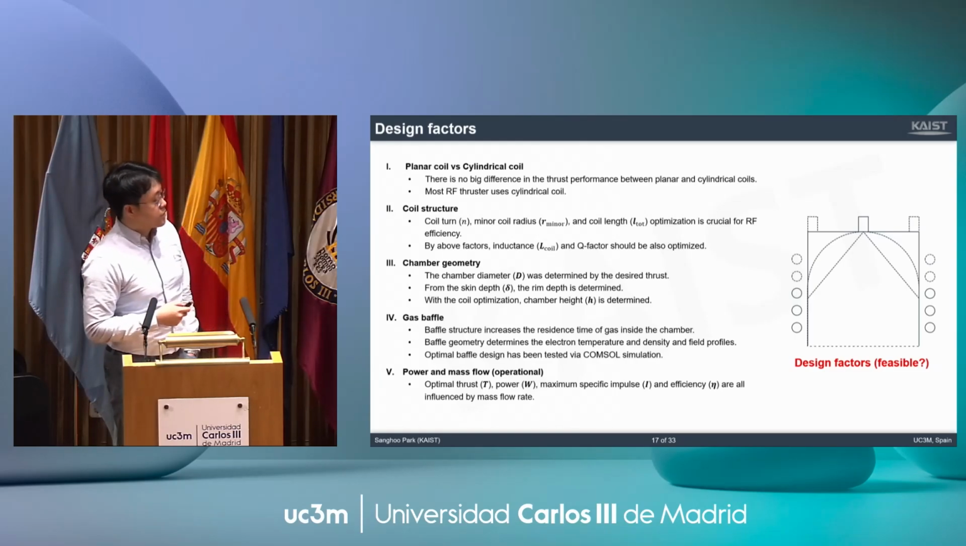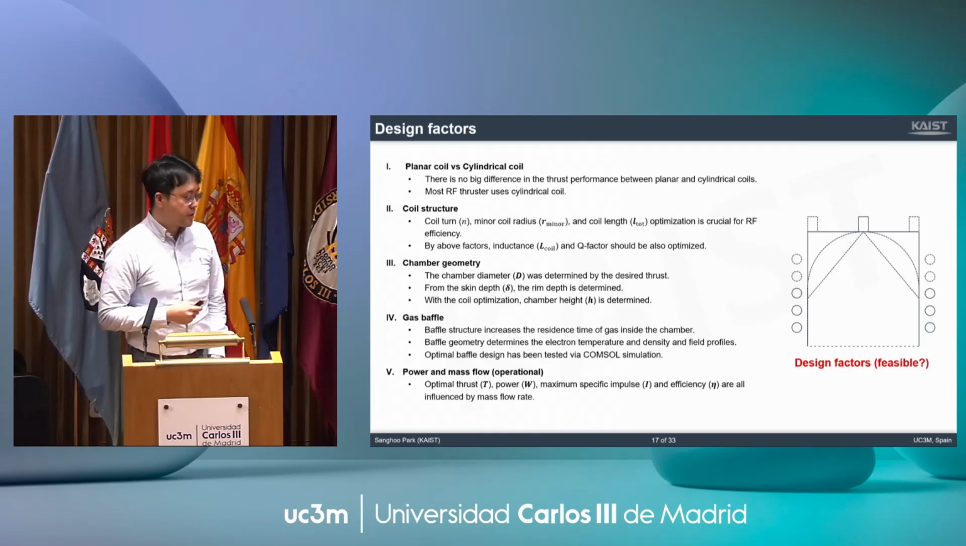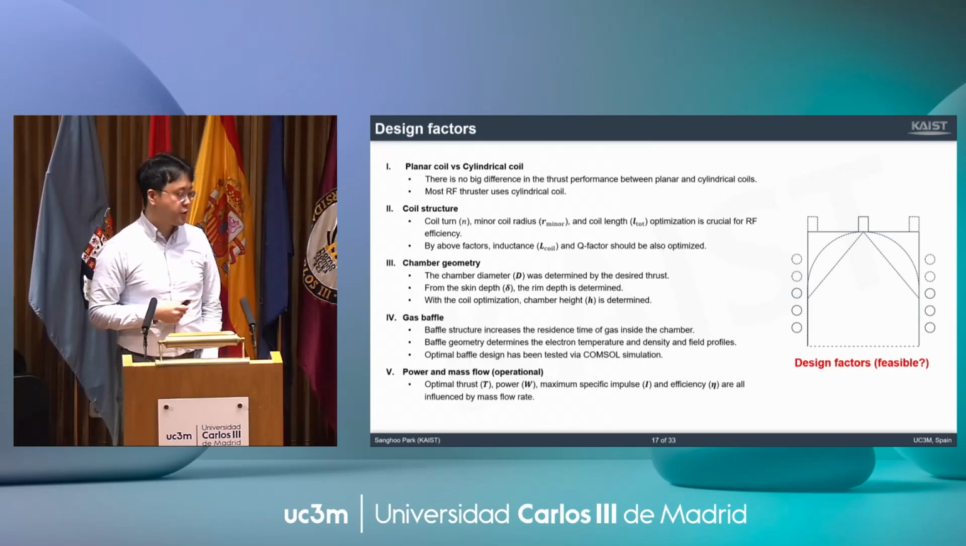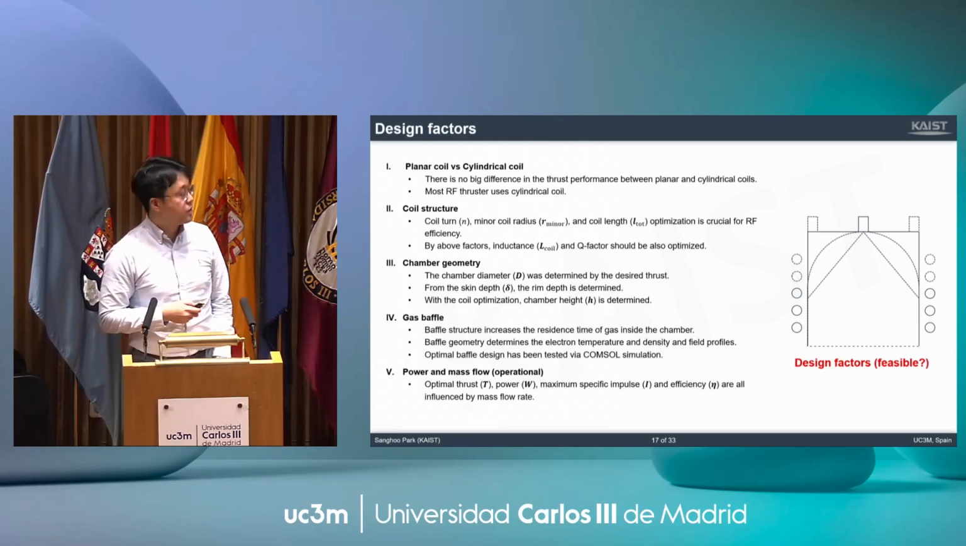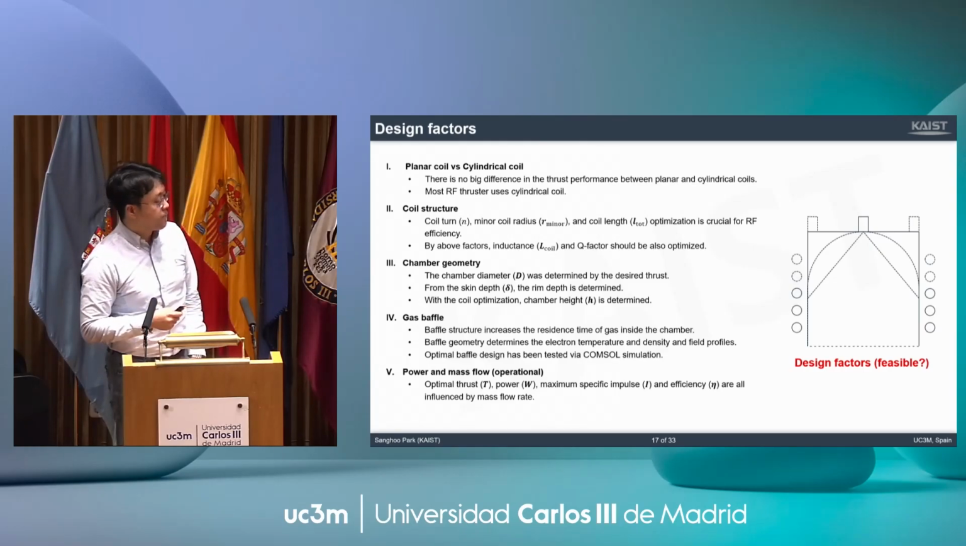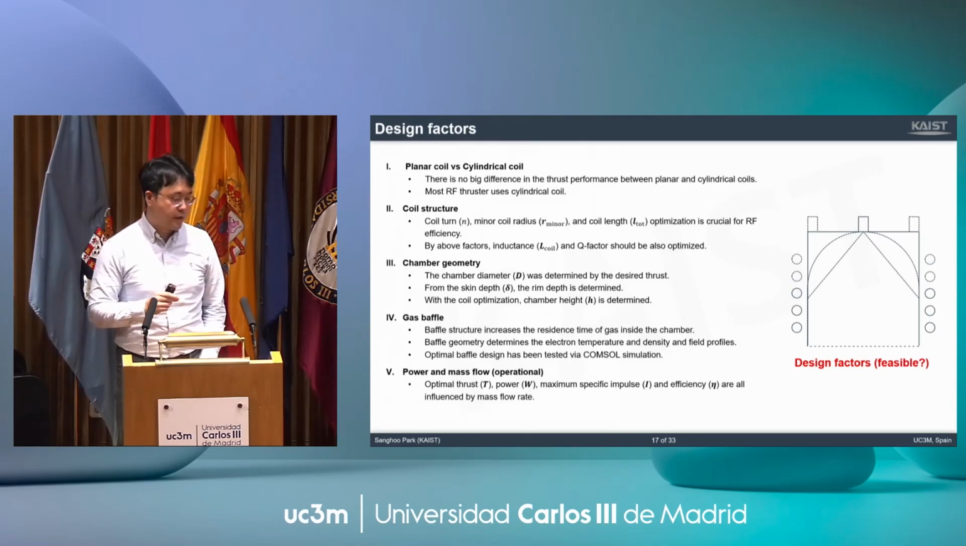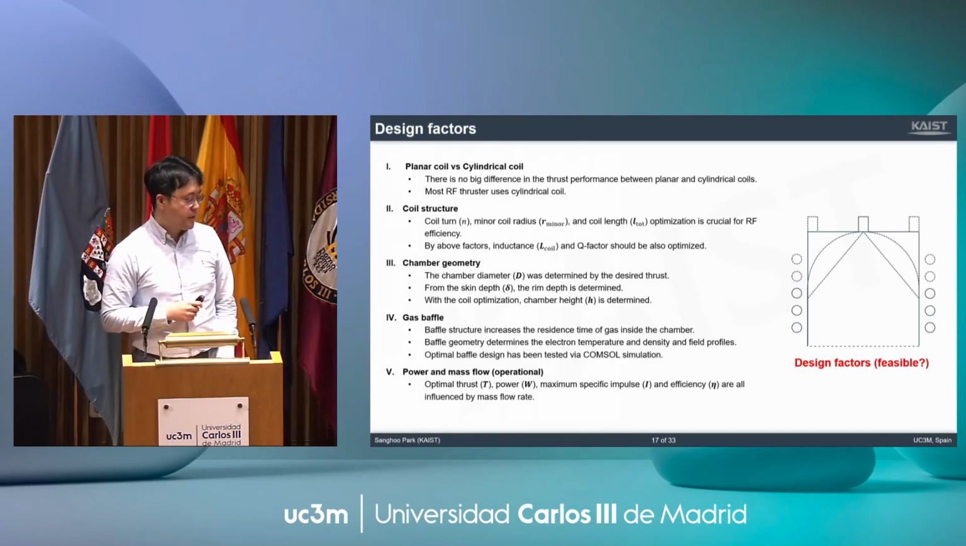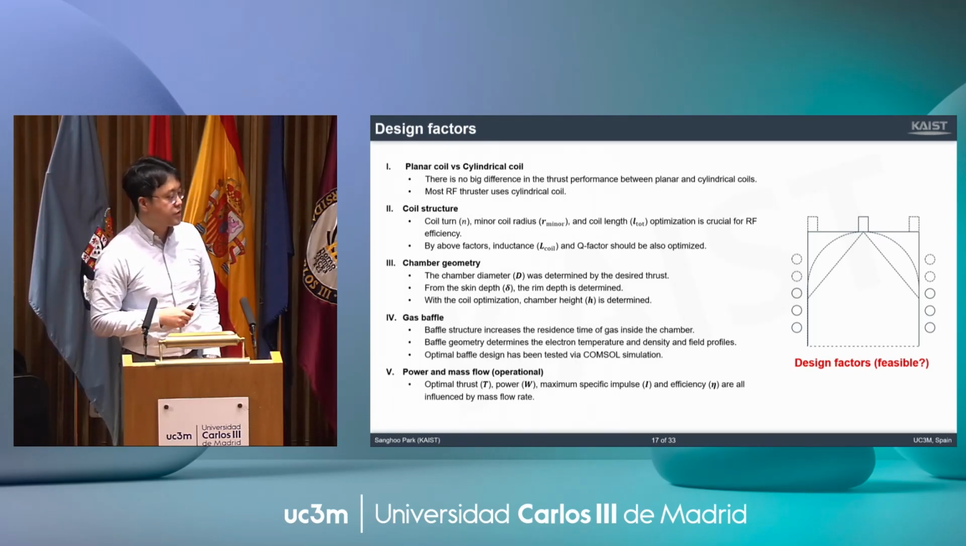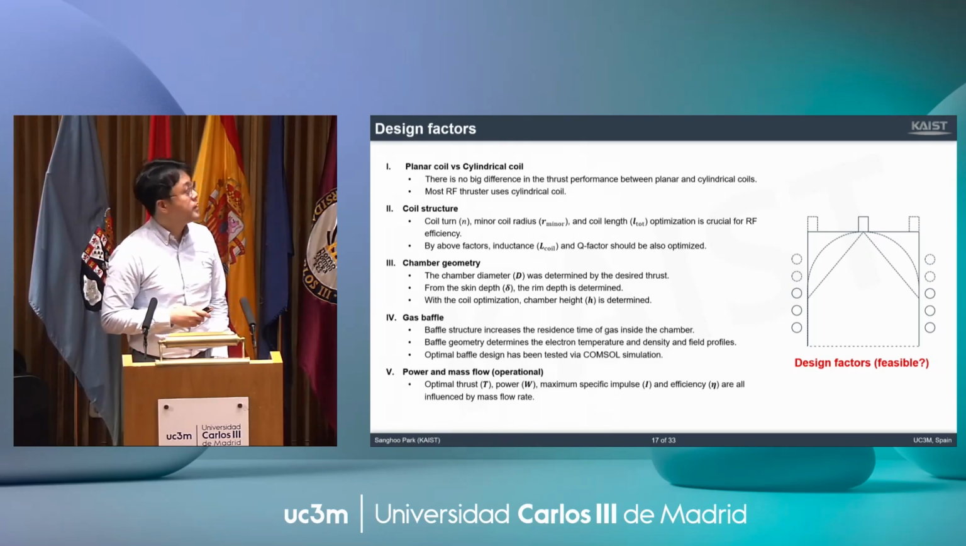Okay. And also we need to select our chamber geometry. So for the geometry, we have the chamber's diameter, and we need to consider the skin depth of the RF heating, because we use ICP type plasmas, okay? So considering the skin depth determined by plasma characteristics, we need to select our rim depth or the grid structure depending on the skin depth of the ICP plasma. And also with the coil optimization, we have to choose the chamber height, as you see.